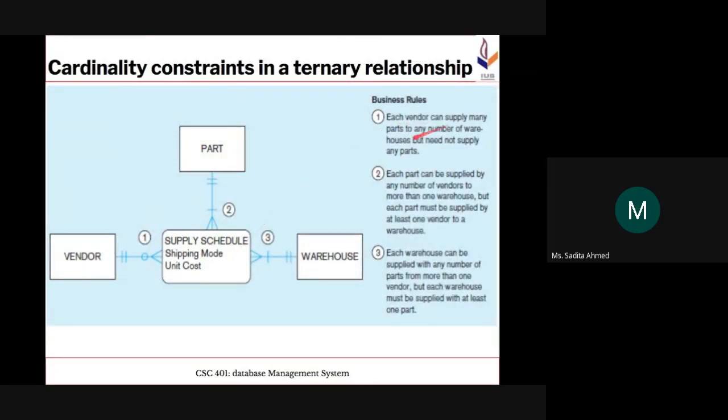Each vendor can supply many parts to any number of warehouses, but need not supply any part. This part, the fact that they need not supply any parts. Because of that reason, we have the circle here, the optional participation, optional many. A vendor need not supply any parts, that is, a vendor instance can exist without supplying any parts at all.